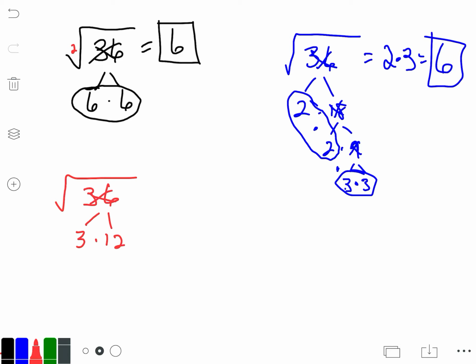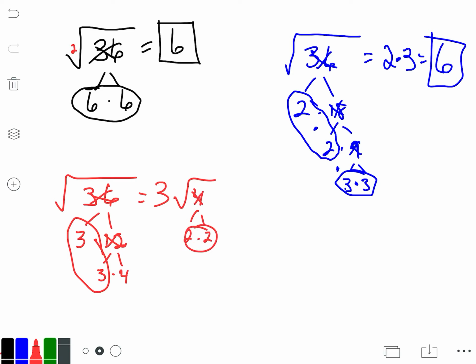Well, I don't have a pair yet. Okay, so 3 can't break. It's prime, but 12 can break into 3 times 4. Ooh, and I broke that branch, so then I've got a pair there. And 4, if I just wrote it as, okay, well, I pulled a 3 out, and I got a leftover 4, and I said, okay, well, 4 had to stay inside. Well, you need to double check that because 4 has got factors, 2 times 2, and ooh, it pairs up, and it also comes out. So I got 3 times 2, which is 6.